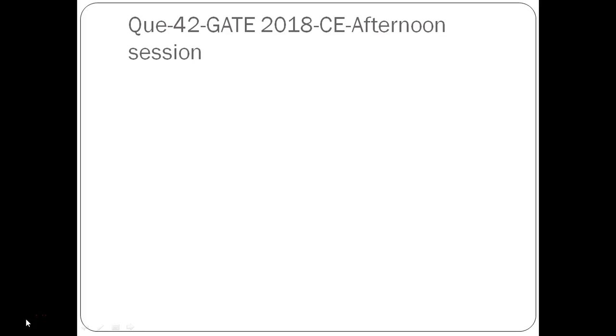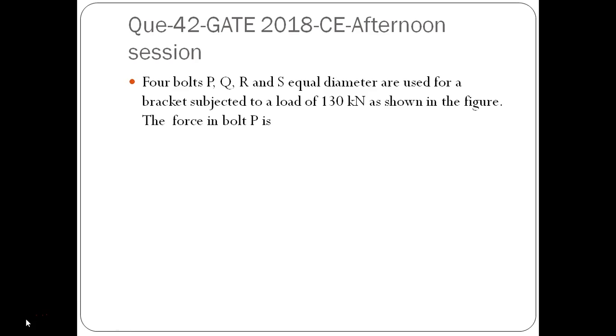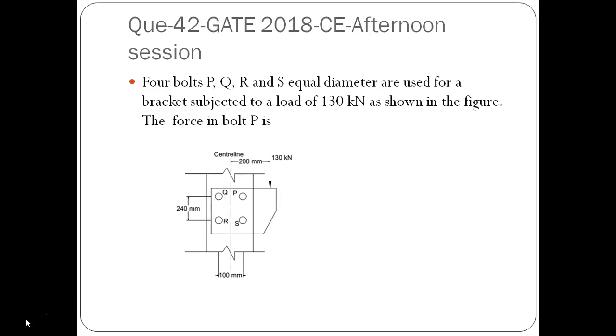Here we will discuss question number 42 of GATE 2018 Civil Engineering afternoon session. The question is: 4 bolts P, Q, R and S of equal diameter are used for a bracket subjected to a load of 130 kN as shown in the figure. The force in bolt P is to be calculated. There are 4 options available.